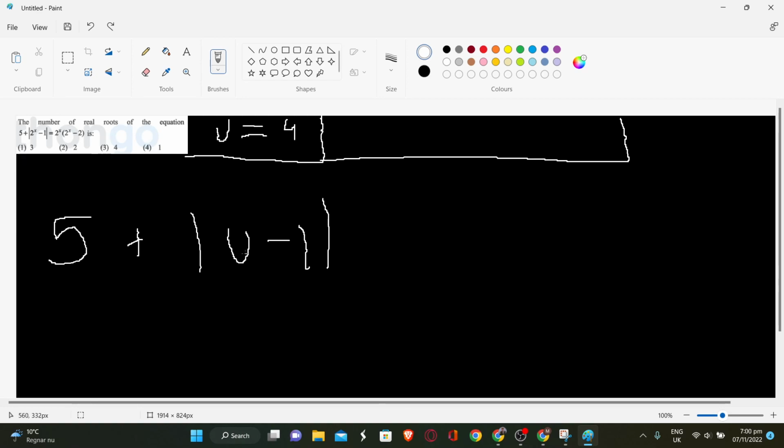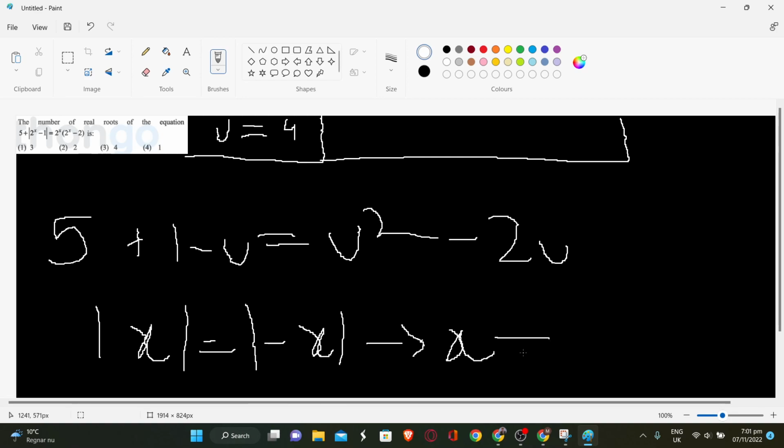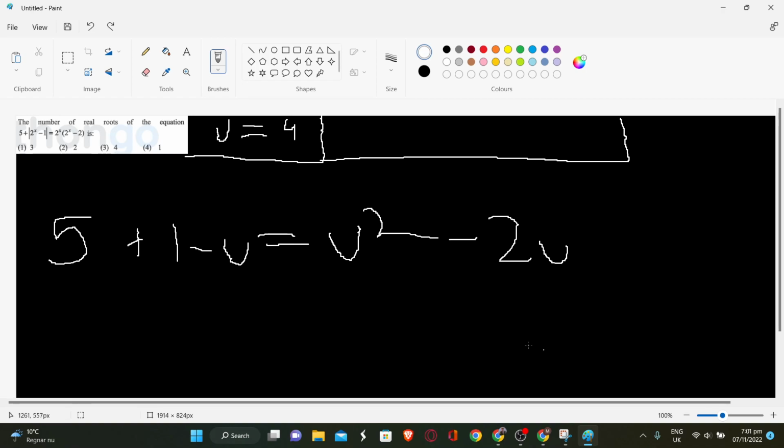So what we're gonna do is take the negative of this, plus 1 minus u is equal to u square minus 2u. And I'm explaining for the last time, the reason is the absolute value of x is equal to the absolute value of negative x under the condition that x is a positive real number. So we're clear with that.